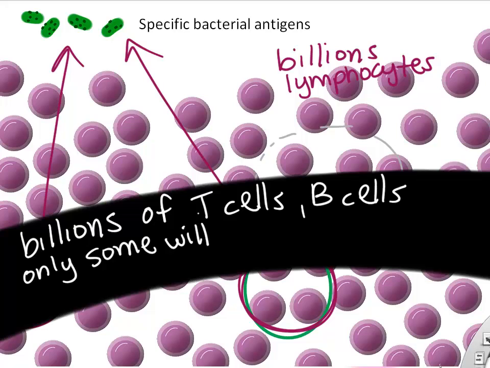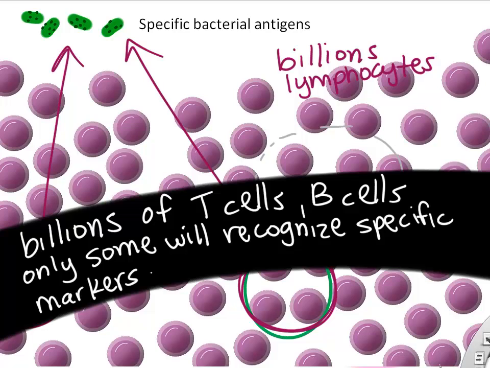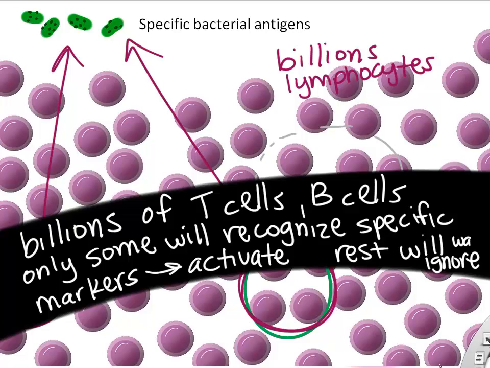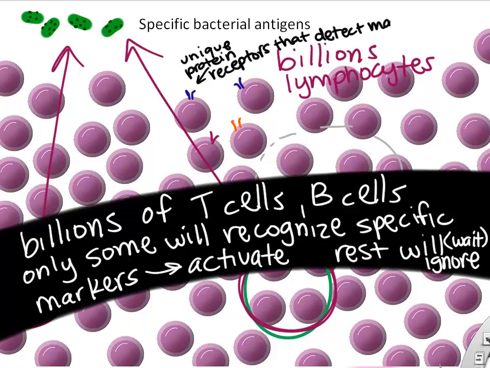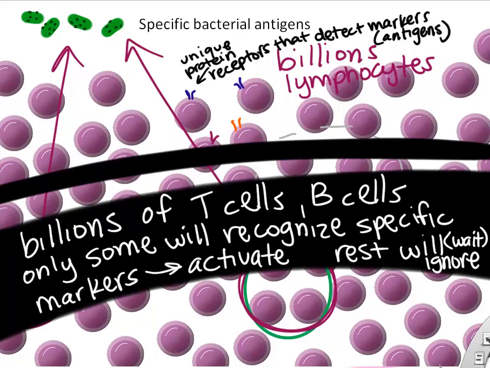So of the billions and billions of T cells and B cells, only some will ever recognize the specific threat or markers that you get invaded by. The rest will wait for the next time when you get invaded by something they can recognize. It turns out that each of your little lymphocytes makes a unique protein receptor, and that protein receptor will only detect one specific marker or antigen.